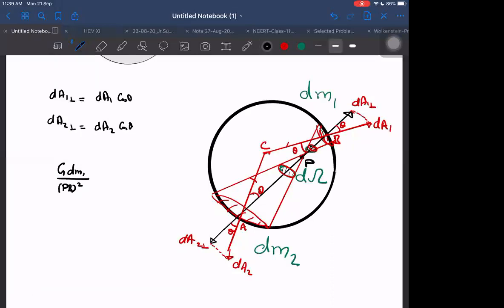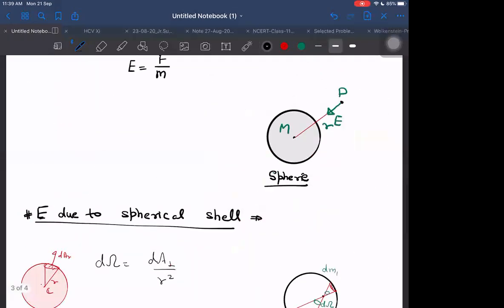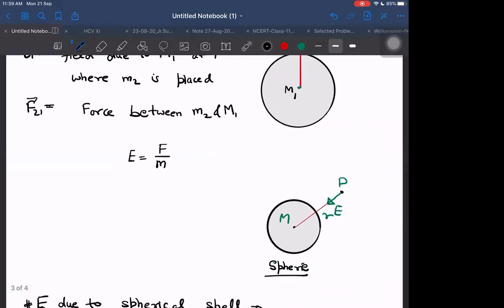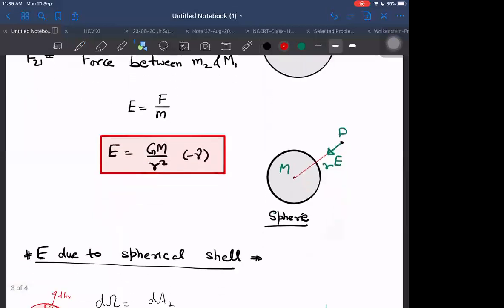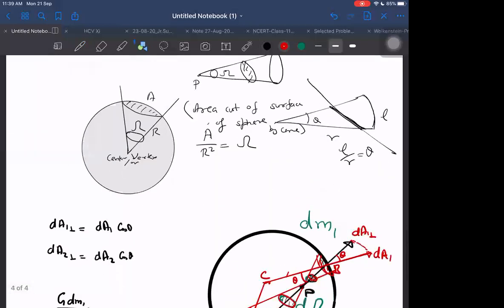That will be the field in one direction. In which direction will this field be? I think the field will always be, I said before or not, towards the center. I forgot to mention. I should write here: the field will always be, magnitude wise, GM by R square, but direction wise along minus R cap. Gravitational field is always like this only. You said it, sir, before when I asked. Because it is always an attractive force, it will always be pointing along the minus R cap, towards the center of the body.